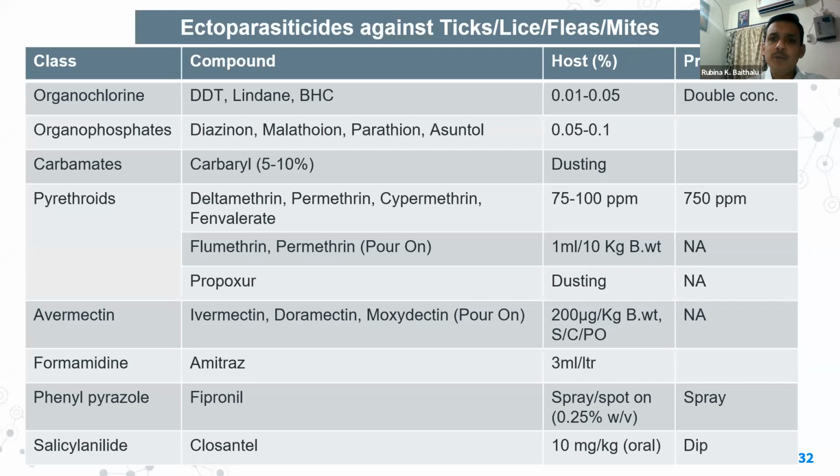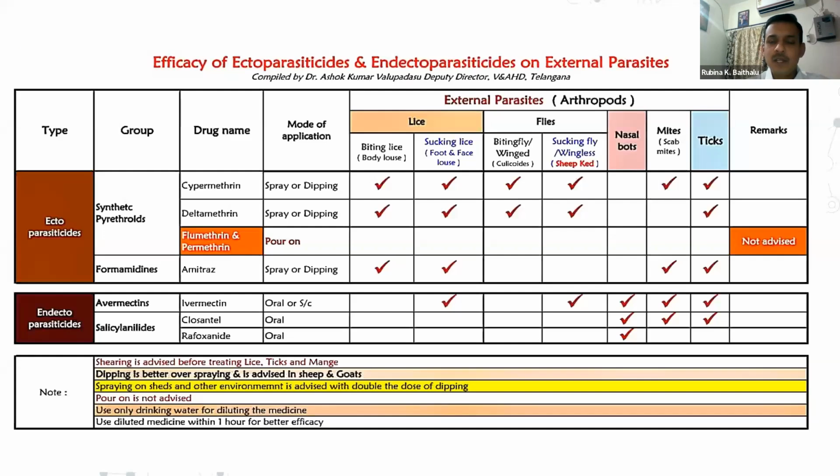So these are the different ectoparasites, like lice, fleas and mites, and their formulations. These are a very good example of how you can use the different ectoparasiticides and endoparasiticides for external parasites. You can use synthetic pyrethroids. There are different drugs: cypermethrin, deltamethrin, flumethrin, and permethrin. Cypermethrin is effective against lice, fleas, mites and ticks.